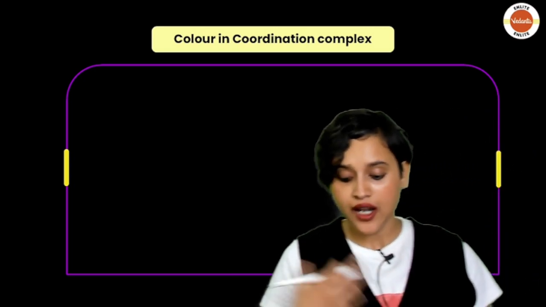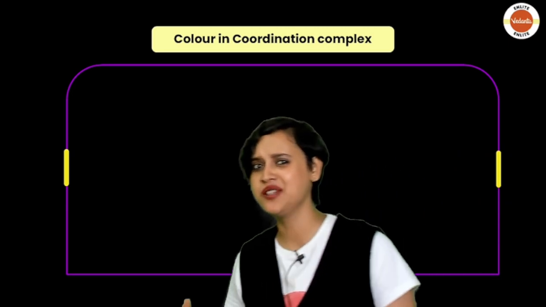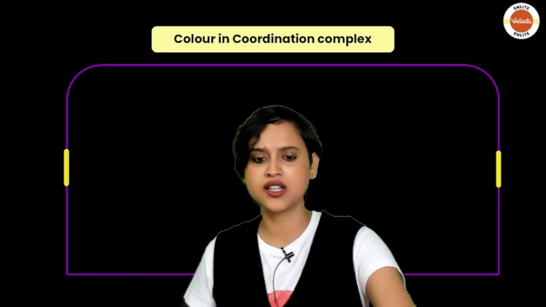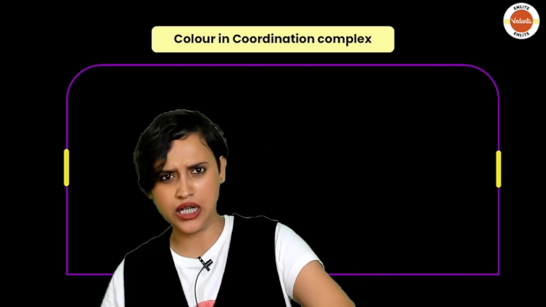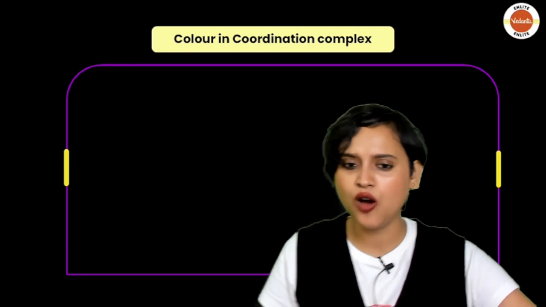Okay. Now let's study the color in coordination complexes. We have seen it many times. Haven't you seen copper sulfate pentahydrate? It has a blue color. Why does it have a blue color? It is a complex. So let's find out how the color comes.